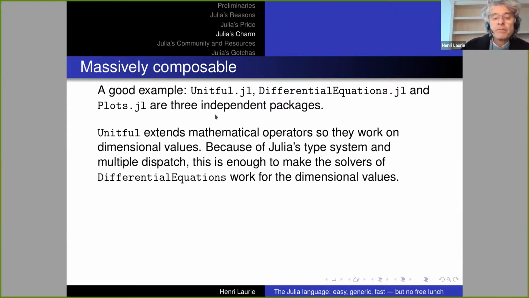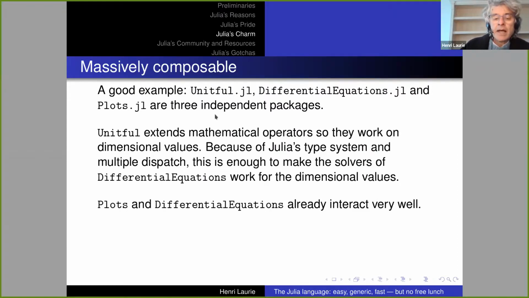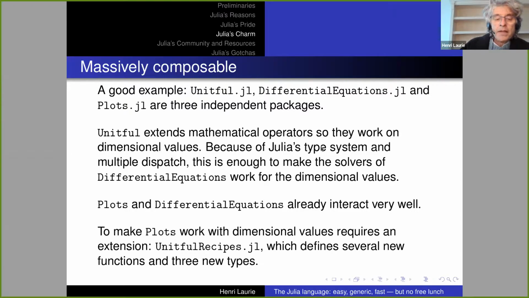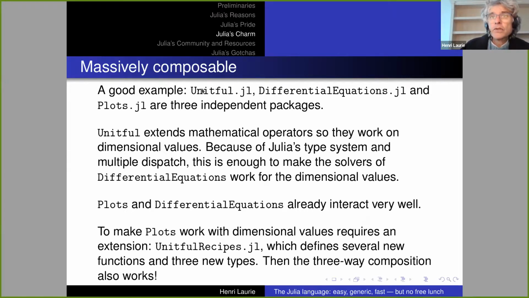So what has had to happen is that there had to be a UnitfulRecipes extension to Plots, and that defines new types and new functions. But then the three-way composition, where you define your values using Unitful dimensional values, you solve it in DifferentialEquations, you plot it in Plots, and it just works.